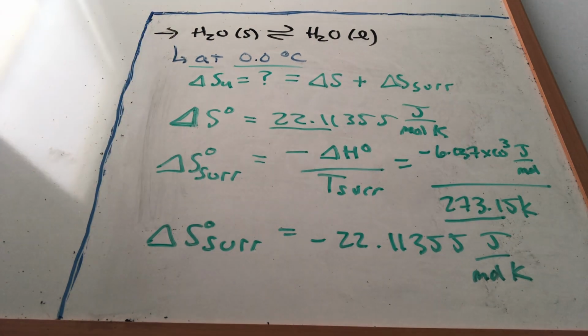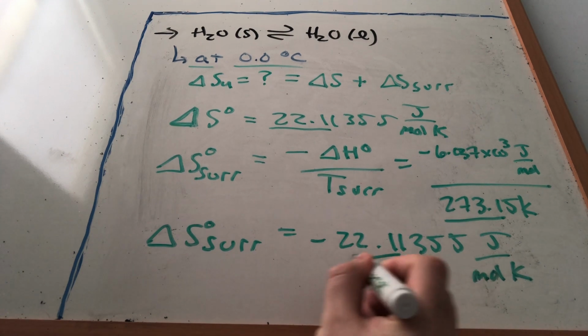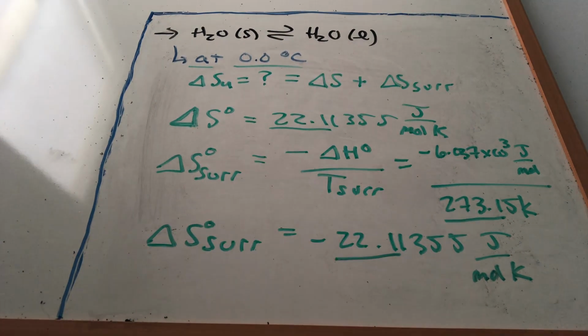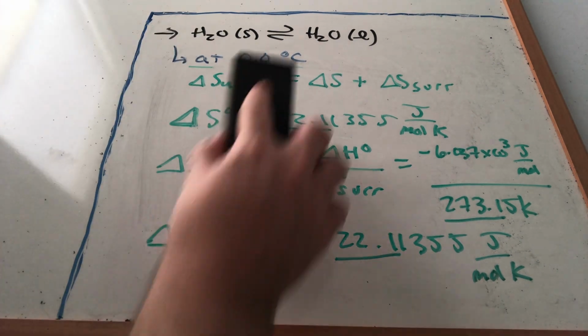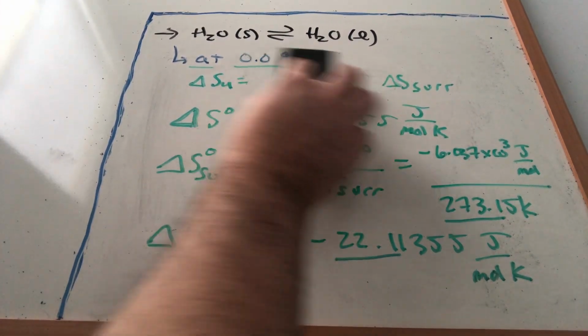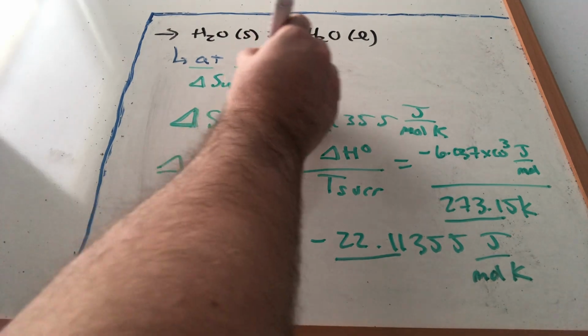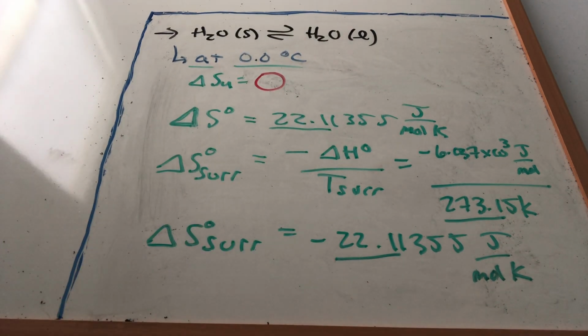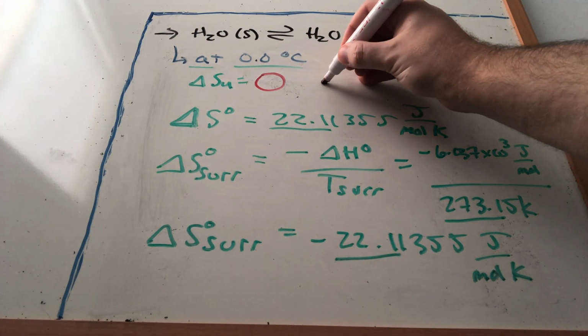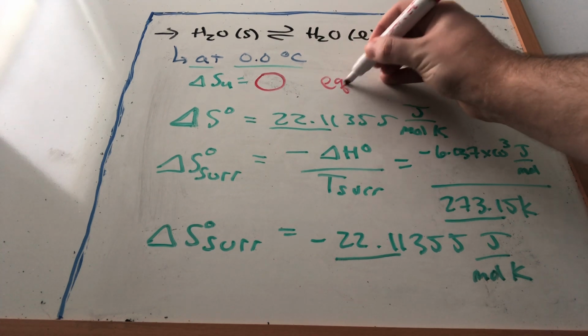So at 0 degrees Celsius, delta S for the system and delta S for the surroundings are equal but opposite for this process. And all I was given was a temperature and a delta H. And so what I get for delta S universe is 0. Now, why is this important? Whenever you get a delta S universe that's 0, what that means is your system is at equilibrium.